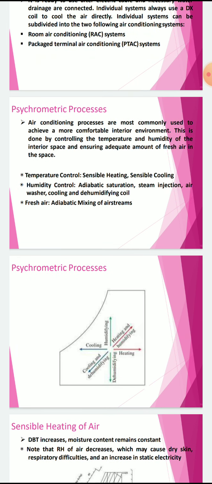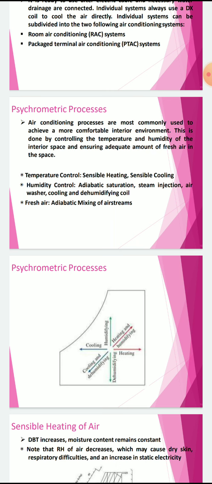Like that we have different methods. Steam injection also increases humidity. Air washers also increase the humidity. Cooling and dehumidifying coils are used to decrease the humidity of the atmospheric air. If the humidity percentage is increasing, greater than 52, which is considered the human comfort humidity value, then definitely it requires dehumidifiers, and that is possible with dehumidifying coils.